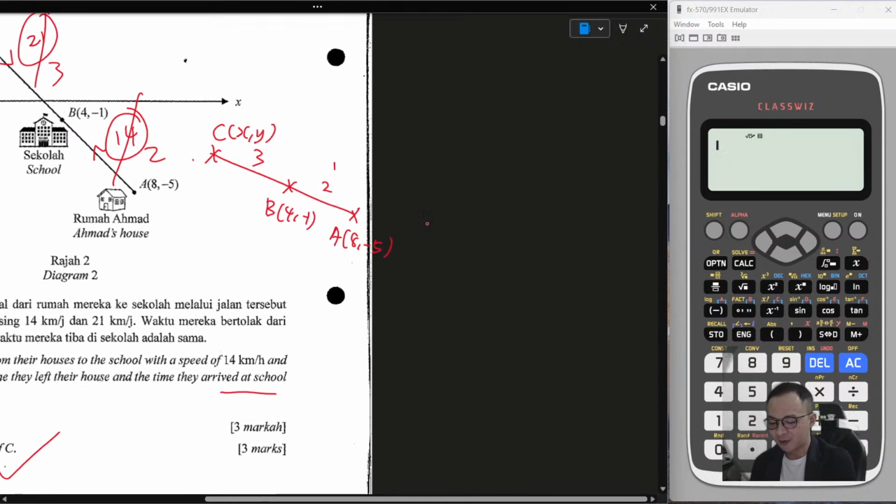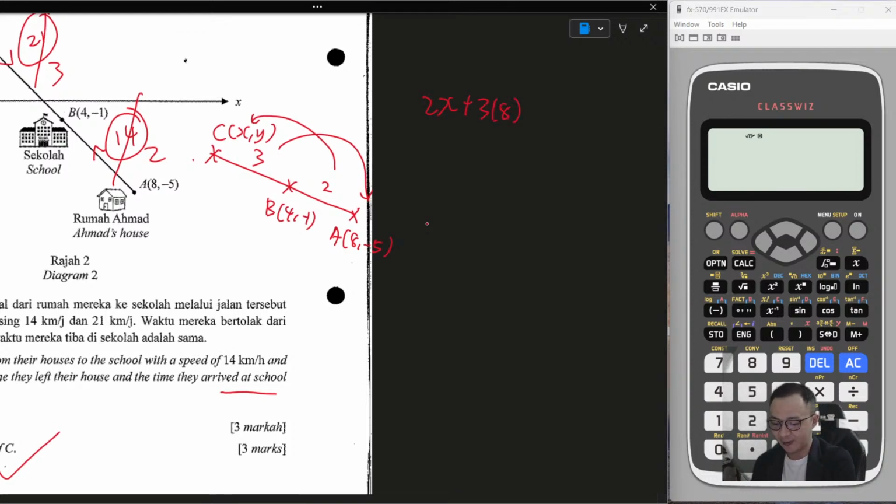So therefore, 2 multiply x plus 3 multiply 8, divided by total ratio 2 plus 3, which is 5, equals to the middle x value, which is 4. Then I can easily solve this one. This one should be 20 minus 24. Then x is negative 2.